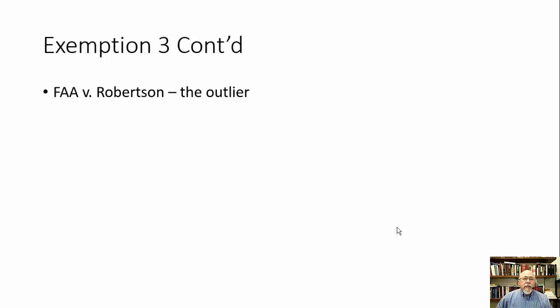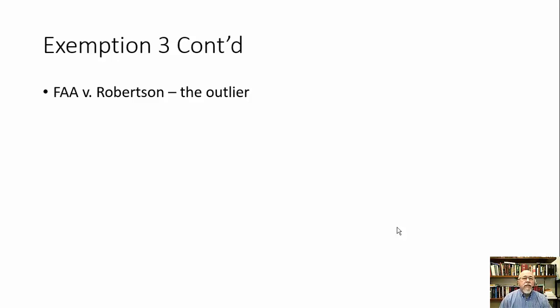Continue with exemption number 3, matters that are exempt from disclosure by statute. And we finish up with FAA versus Robertson, which is an outlier case, as in it's outside the mainstream. In FAA versus Robertson, a requester sought information on the safety of American commercial air carriers, airliners. And the director, the administrator for the FAA, rejected that request.